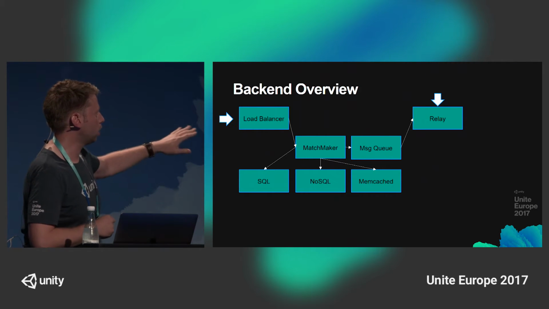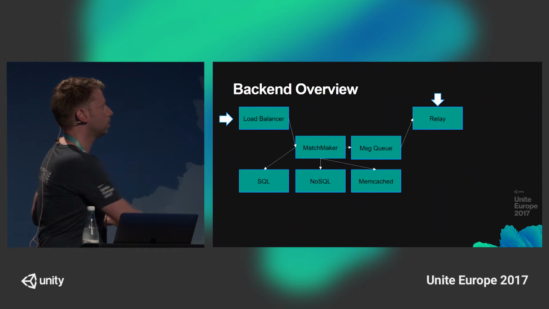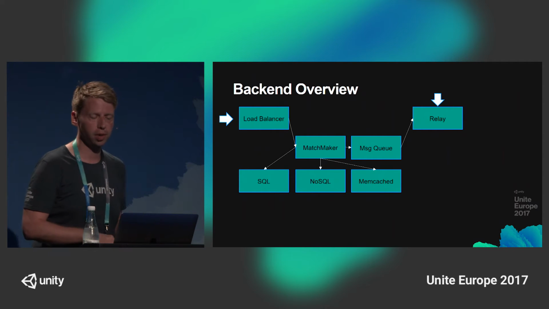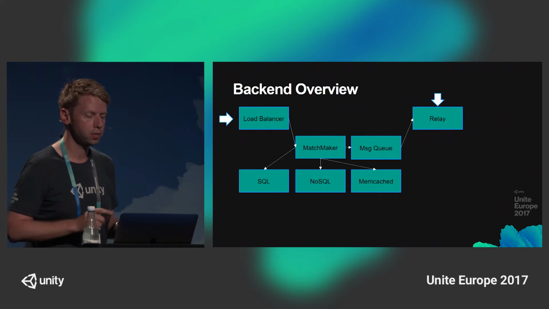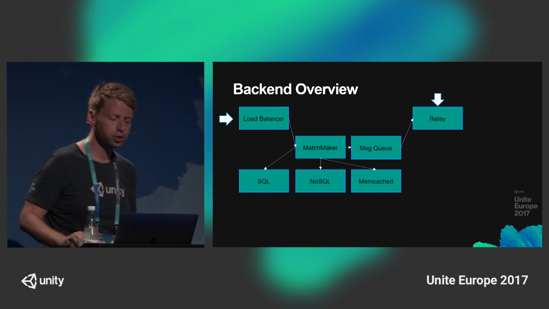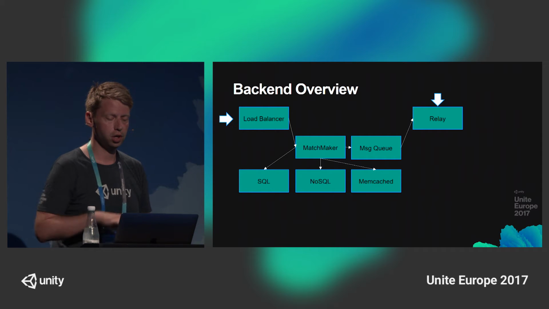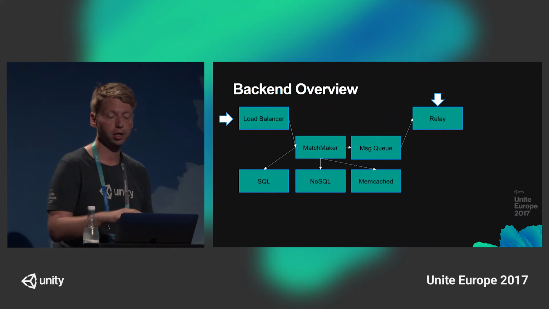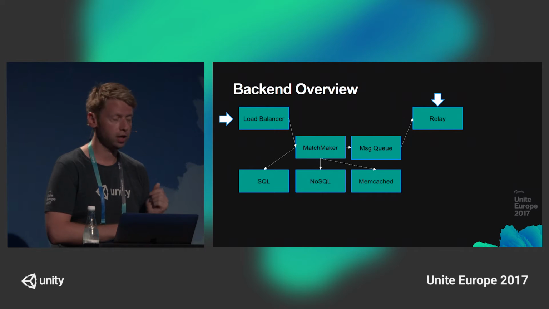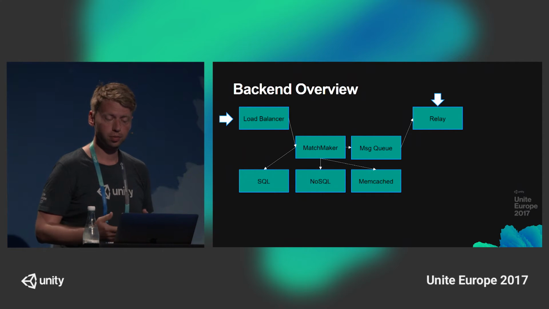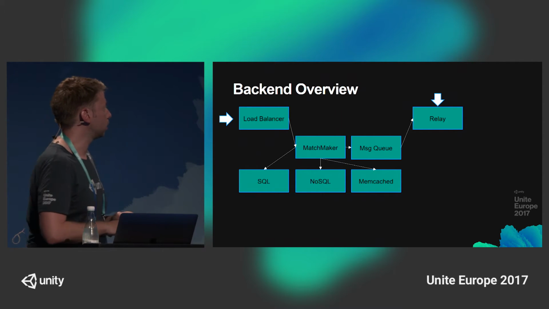And even though there's a single block diagram for this, each of these individual components in our backend is clustered for scalability and for fault tolerance. So the load balancer finds a matchmaker to hand the request off to. The matchmaker interacts with our database layers and our memcached backend, and then communicates with Relay via the message queue system, and I'll talk more about that in a minute.